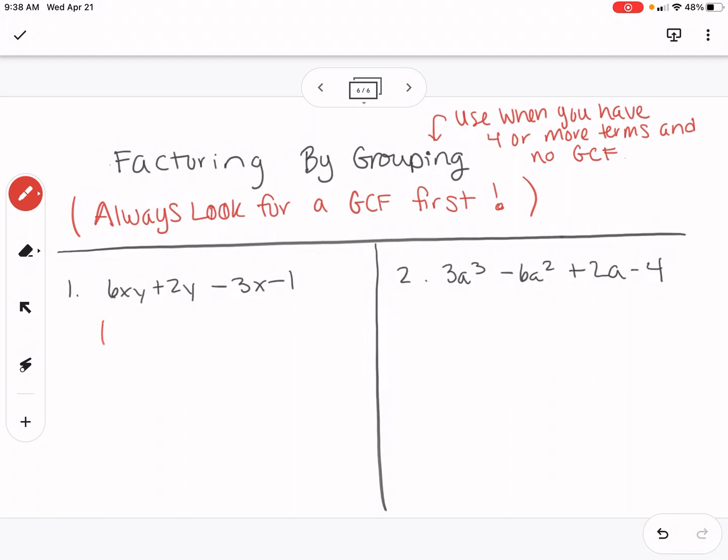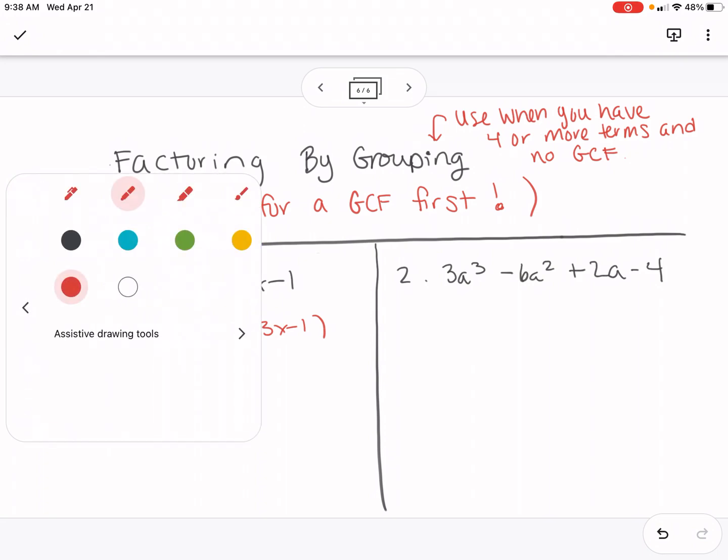So I'm going to group 6xy plus 2y. And then here I'm going to rewrite the minus 3x minus 1 as plus, and then I'm going to group the negative 3x minus 1. So it's like dividing it into 2 separate groups, and then from there you can look for greatest common factor from the smaller groups to factor out.